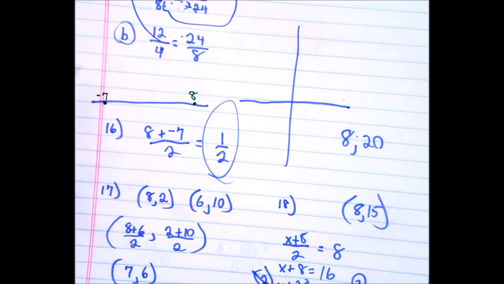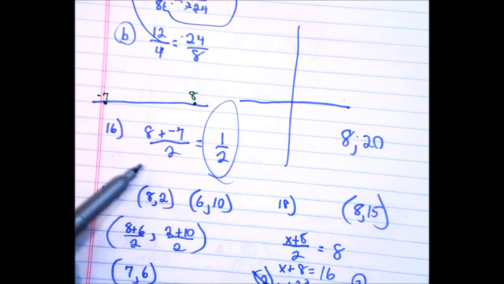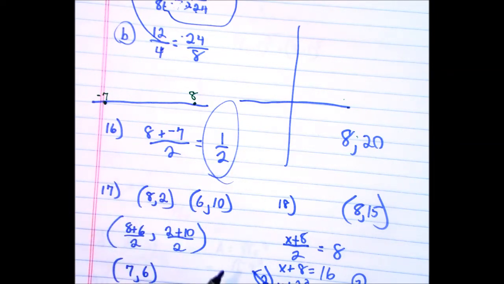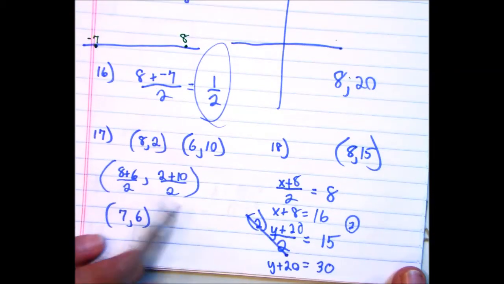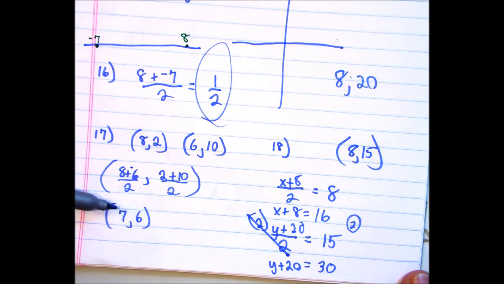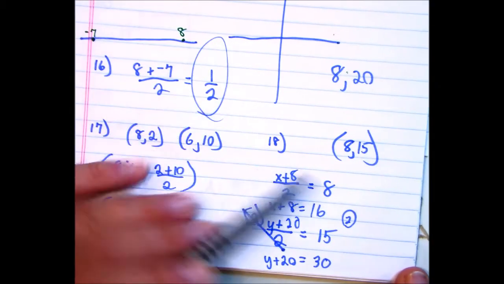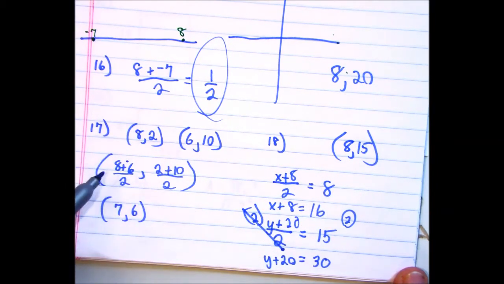Problem 16. Again, it's asking for the midpoint, except for this midpoint formula, there's no x and y, it's just the x coordinate on the number line. Number 17. Midpoint formula again? Yes. So they give you 2 points, you find the midpoint. You add the 2 x's, divide by 2, add the 2 y's, divide by 2, and your answer is 7, 6.